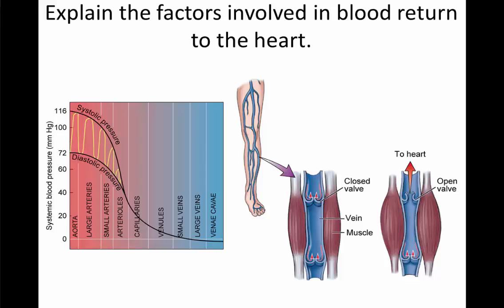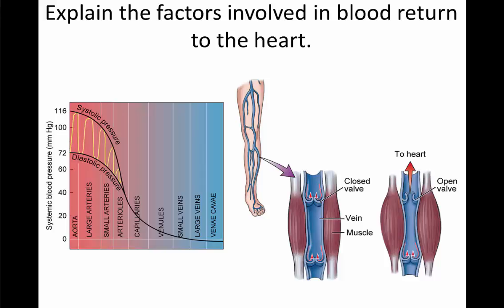So here we have a vein with valves that is surrounded by muscle. As we move around and the muscles contract, as on the right side, what you can see happening is the muscles are flexing and contracting and squeezing up against the vein. As the muscles squeeze up against the vein, they squeeze the blood up the vein towards the heart. You can see that the top valve is open, allowing the blood to move up, while the bottom valve is closed, not allowing the backflow of the blood down the vein.